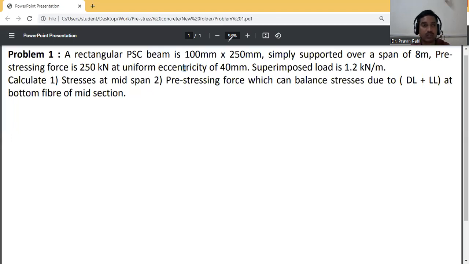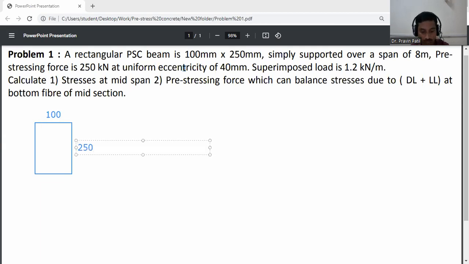So first of all, draw the section of this beam. This one is a rectangular section. Its width is 100 mm and its depth is 250 mm. Now draw the neutral axis of this beam. It is at the center of this beam.